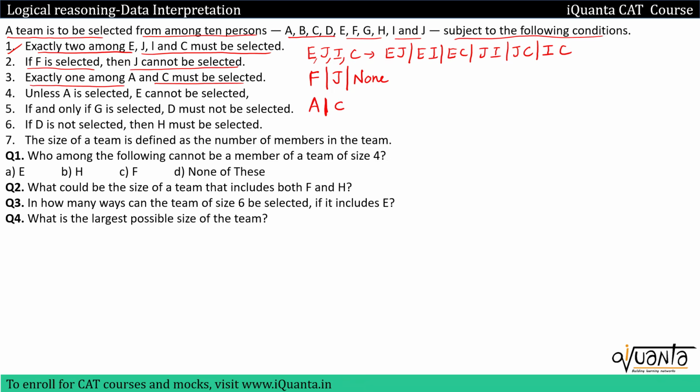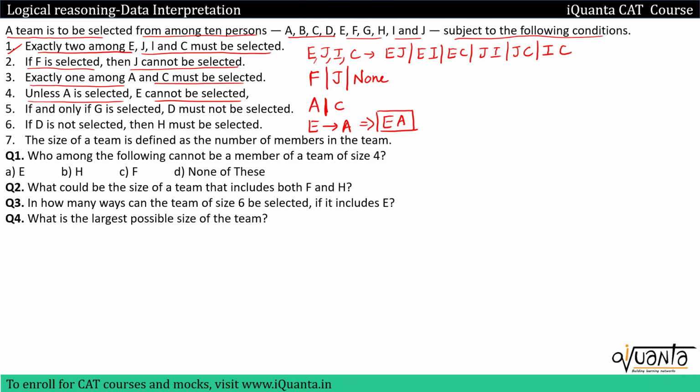The next condition is unless A is selected, E cannot be selected. So for selection of E, selection of A is important. That means if A is not in the team, E will also not be in the team. In other words, if E is in the team, A will have to be there, or I can say that E and A will always be together in a team. If E is there, there should be A. If A is there, E should be there.